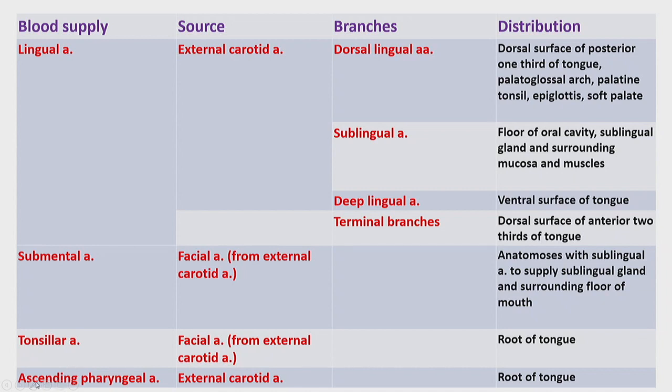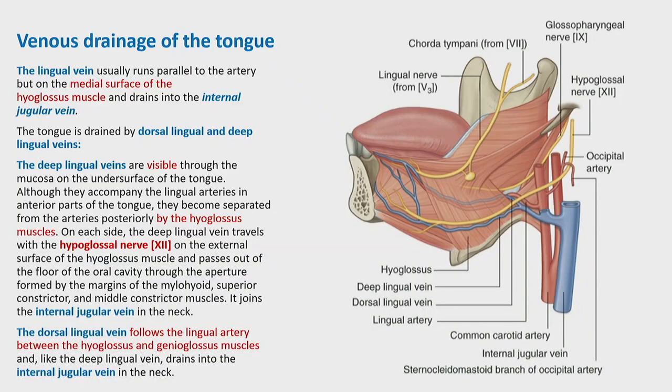And finally, another artery, the ascending pharyngeal artery, is also a branch of the external carotid artery, and it supplies the root of the tongue. So these 2 arteries are the same arteries that we mentioned for the blood supply of the soft palate, mainly in the tonsillar region, because they are in close proximity to the root of the tongue. So: palatine tonsil, soft palate, and the root of the tongue.